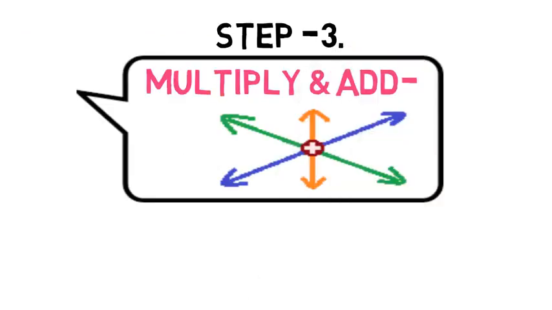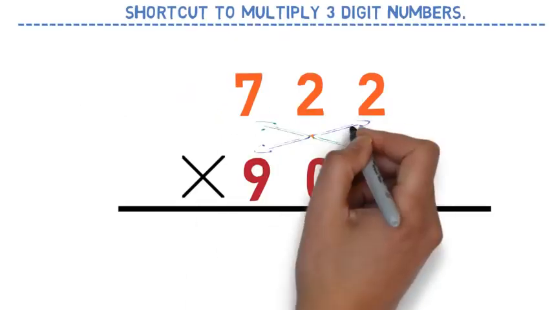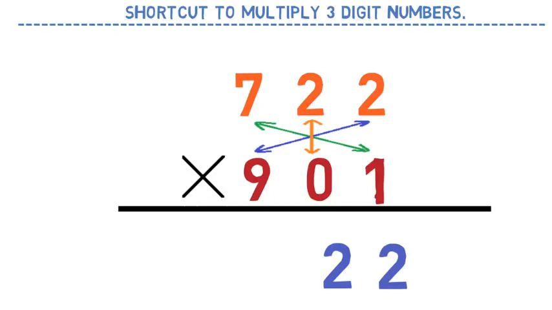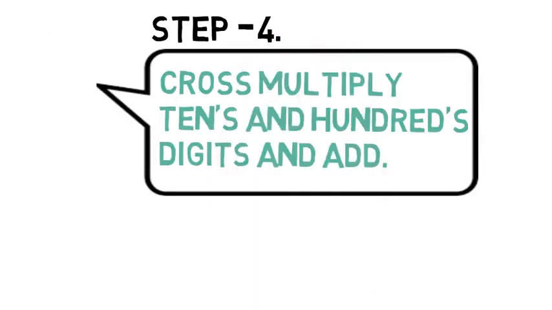Now step 3, cross multiplication of the unit and hundreds digits and multiplication of tens with tens. So we'll get 7 into 1 is 7, 9 into 2 is 18, and 2 into 0 is 0. That means we got 7 plus 18 plus 0, which is 25. How would you write 25? We'll write 2 at the next digit and 5 at its right place. So 2 becomes carry and 5 will come at the hundreds place.